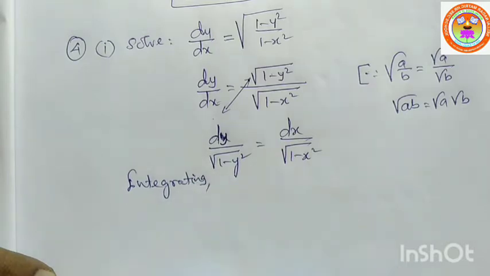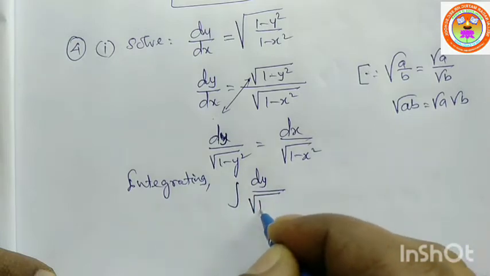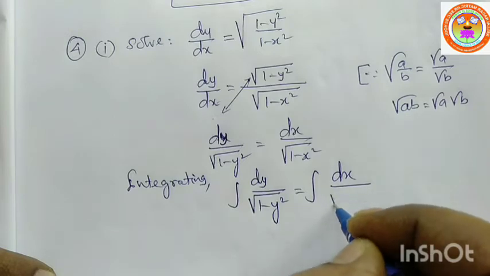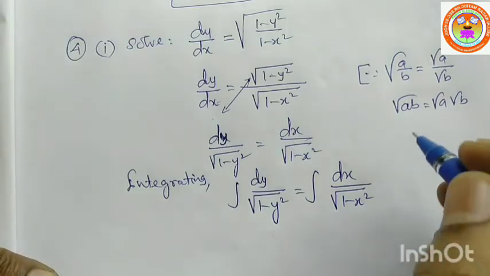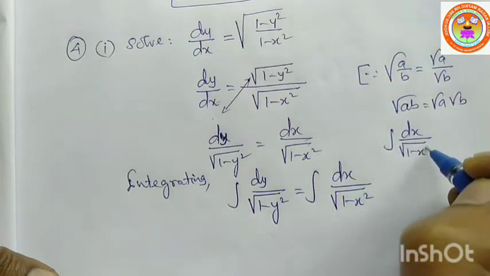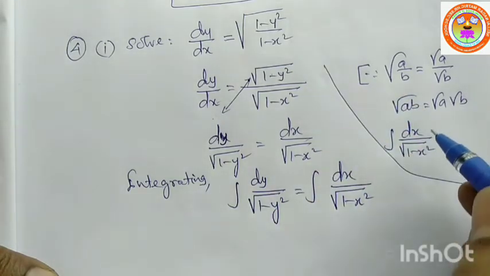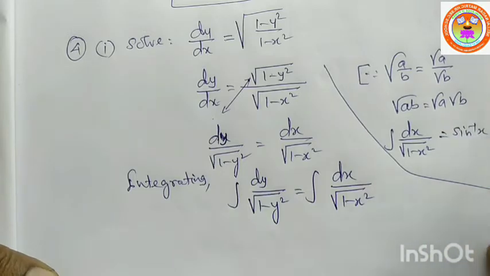When we are integrating, we get the integral of dy by square root of 1 minus y square is equal to the integral of dx by root of 1 minus x square. Both sides, we just applied one integration. We have studied the integral of dx by root of 1 minus x square, which is sine inverse of x.